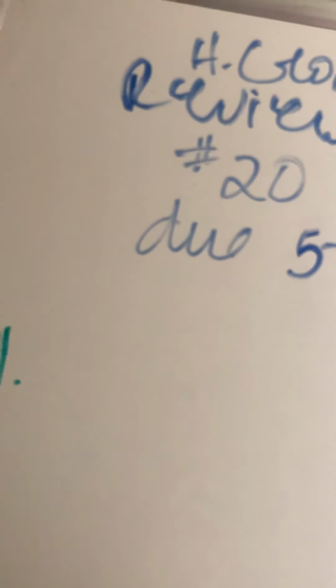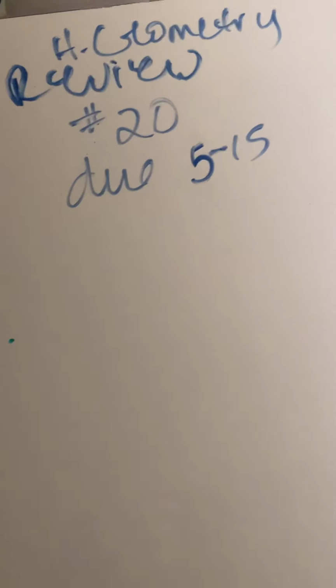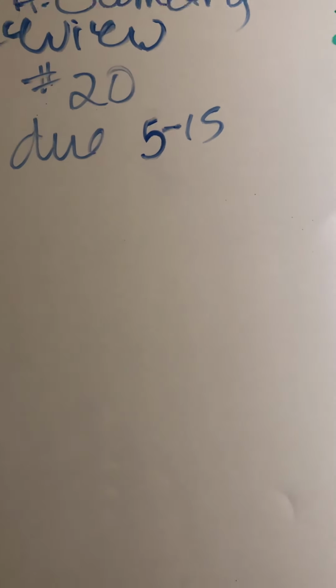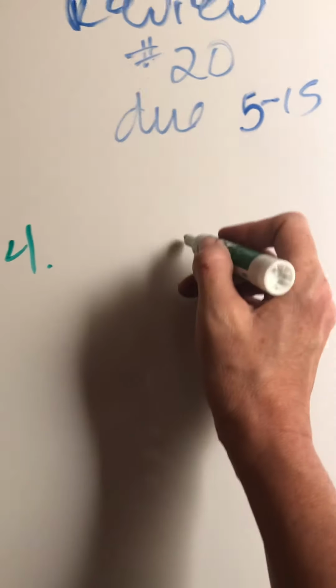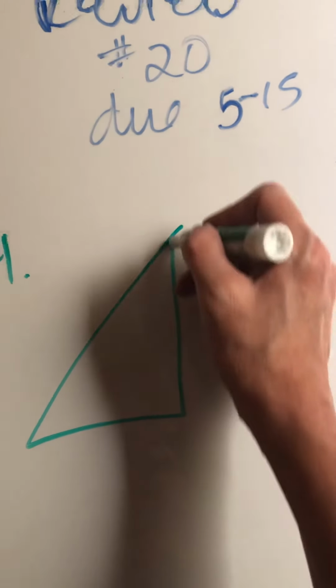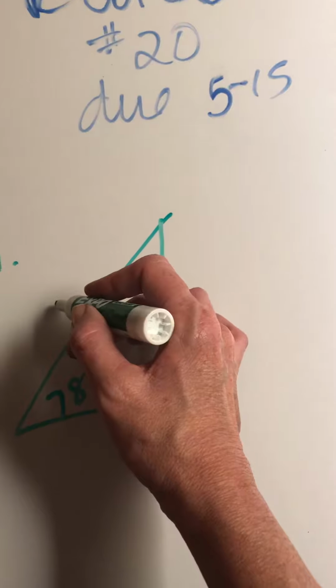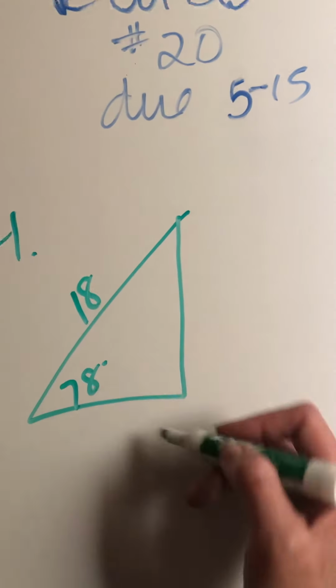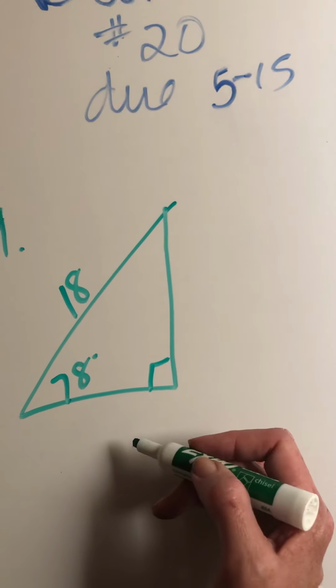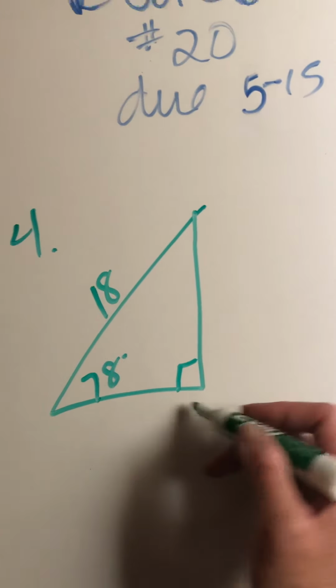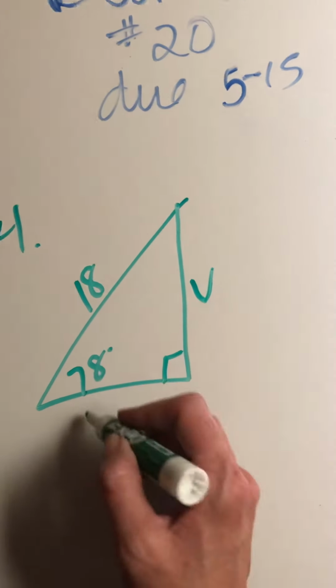Number 4 is where you've got, let's see, a pole for a tent makes a 78-degree angle with the ground and the load on the pole. So that looks like this. It makes a 78-degree angle with the ground. This is the pole, and it's pulling an 18-pound load. So you want your vertical and your horizontal load.